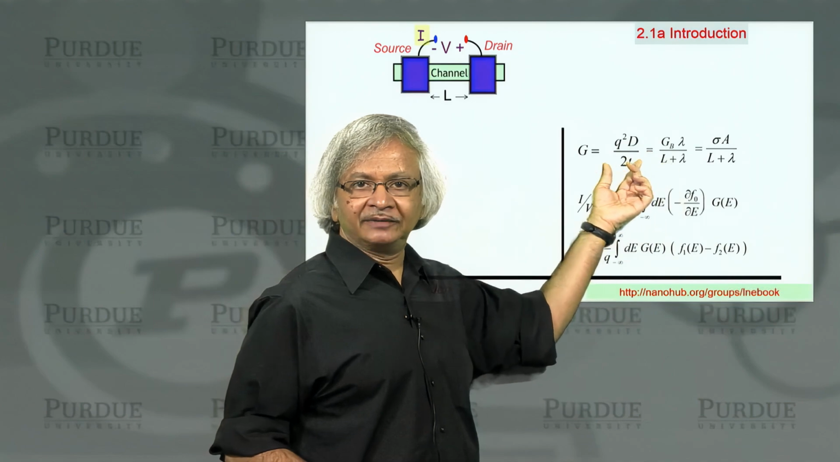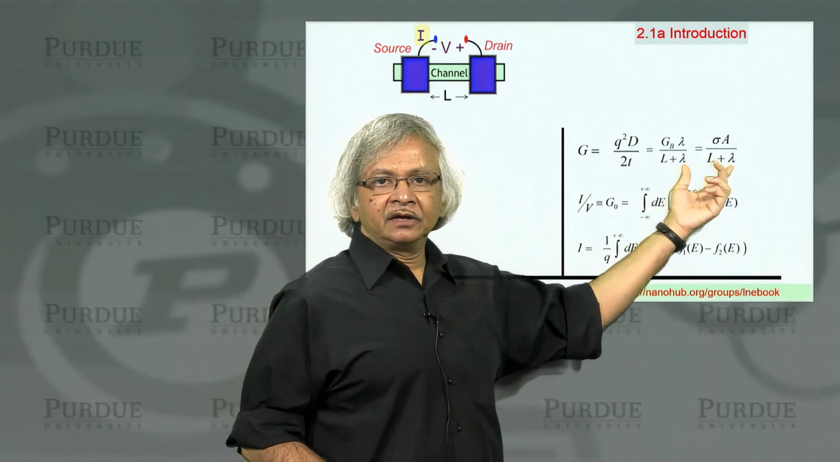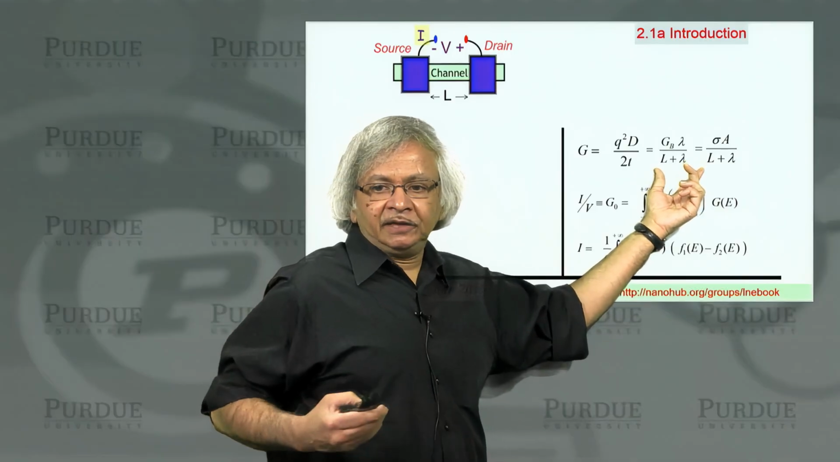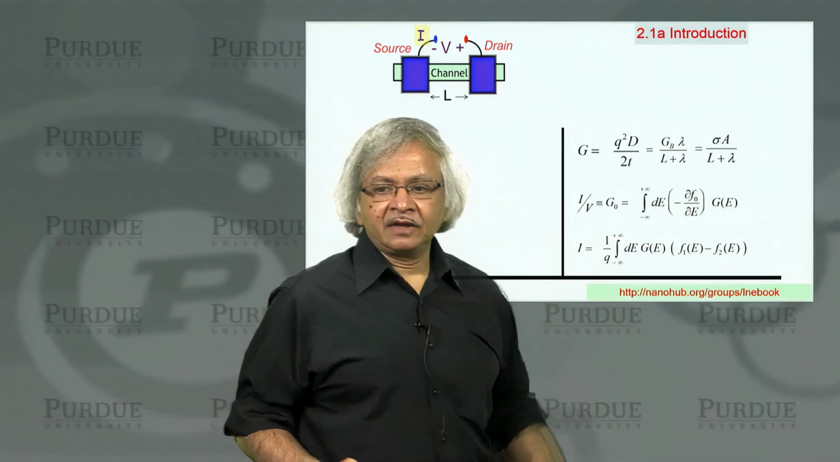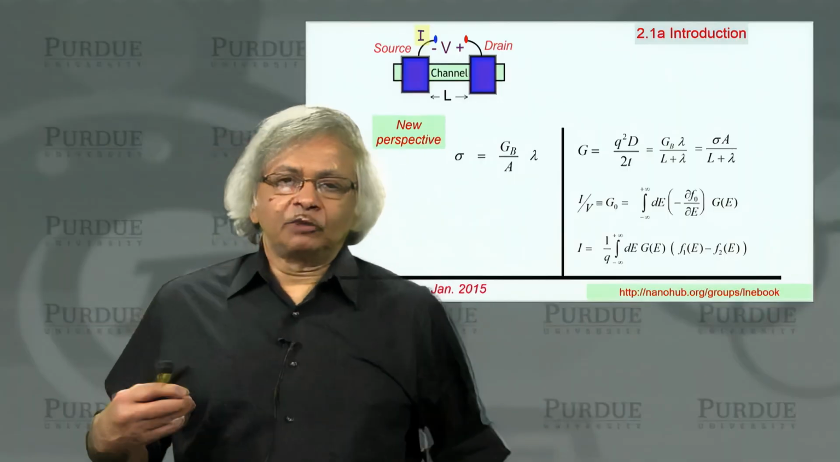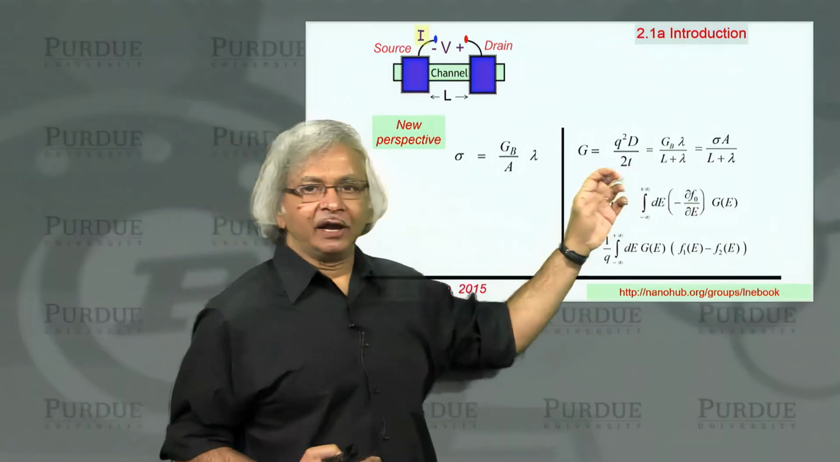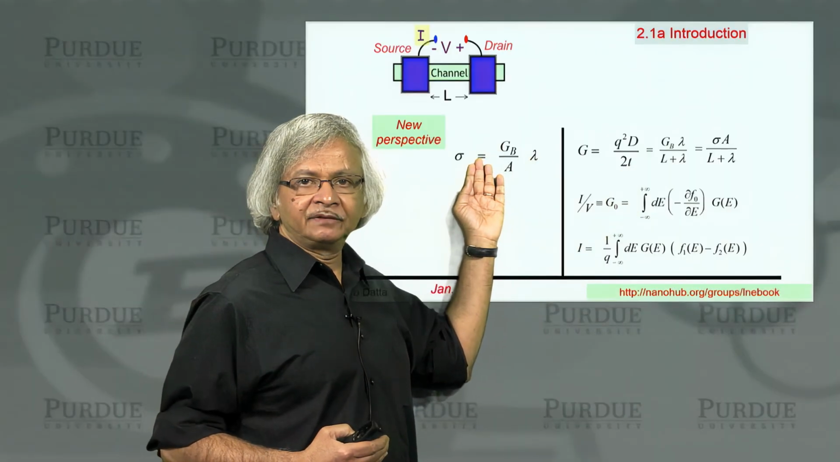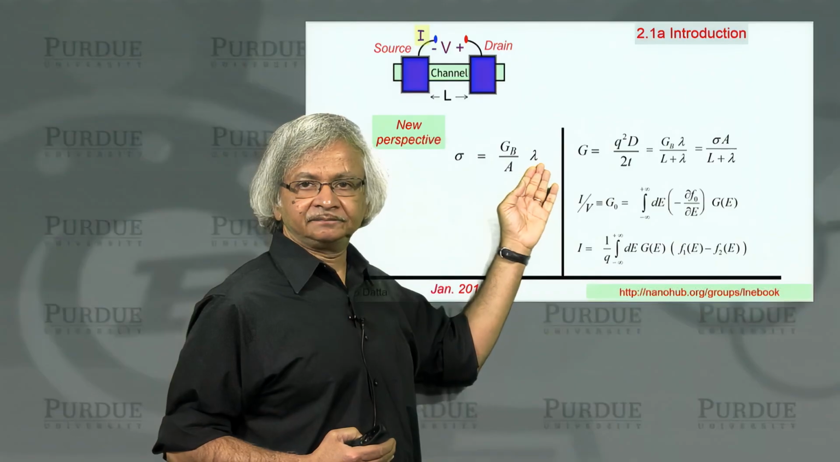And starting from that expression, we obtained this relationship of how the conductivity is related to this ballistic conductance. And that is what we call the new perspective, you see. This new perspective where we write conductivity as ballistic conductance times this mean free path.